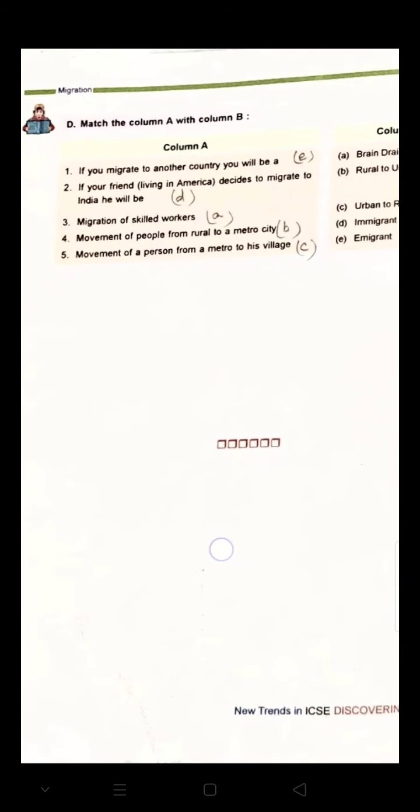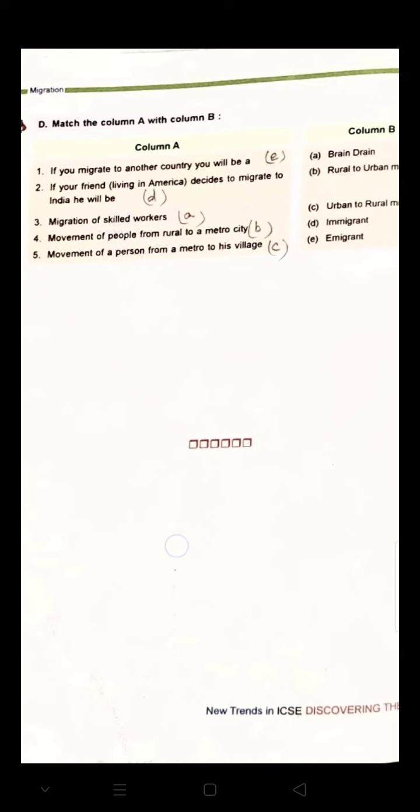Now to the next page. Children, please turn over to page 40. Now this is match the following. If you migrate to another country, you have to choose from column B, and it will be the E part which says emigrant. So emigrant is when you are migrating from your country to another country. So you are exiting the country and that means you are an emigrant.